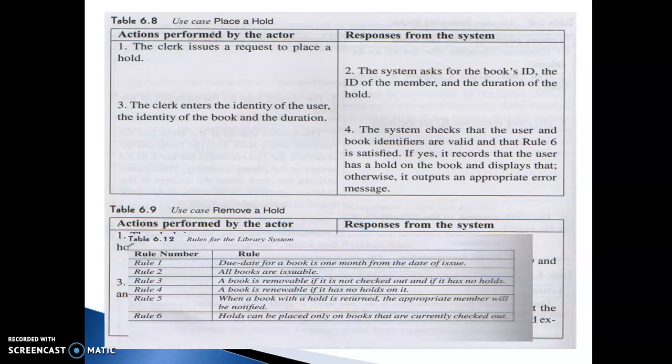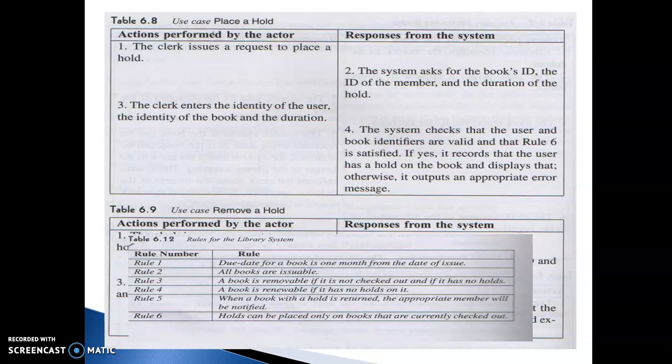So that's why, whenever you are using this use case place a hold, you should have that book. If you have a particular book, then only you can go for placing a hold on that particular book. If at all I don't have any book, I cannot go for this option. That is, I cannot go for placing a hold.